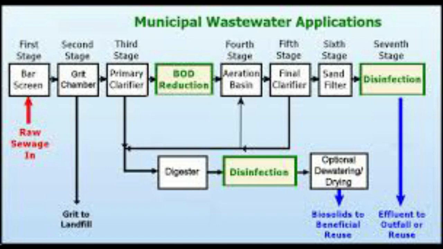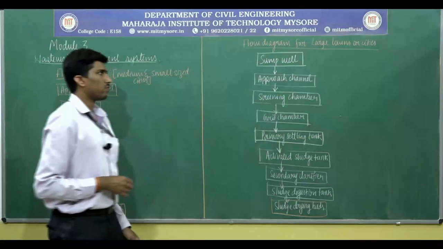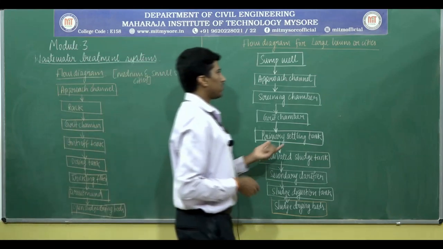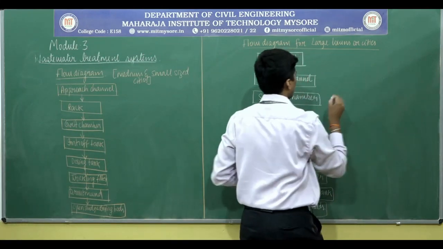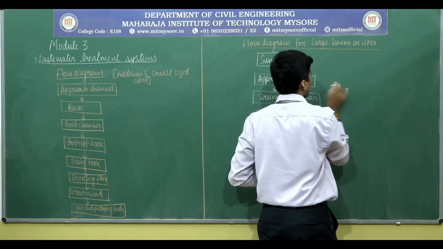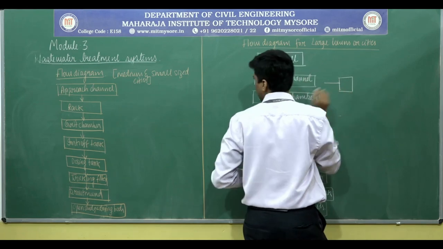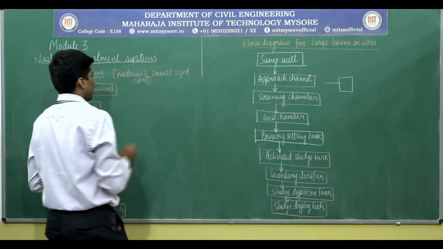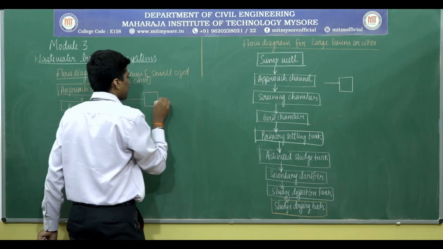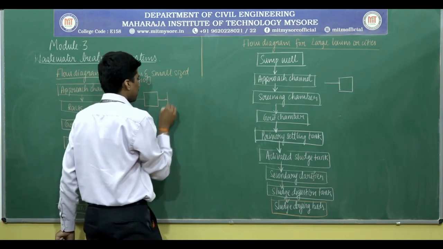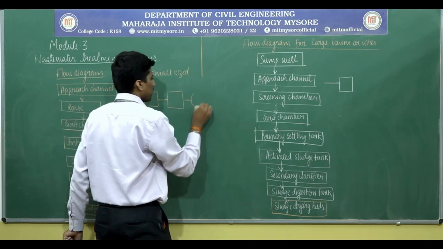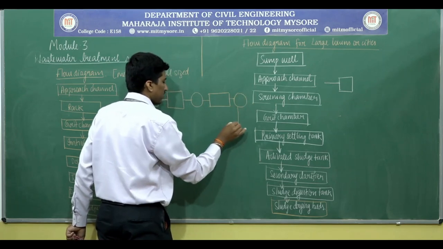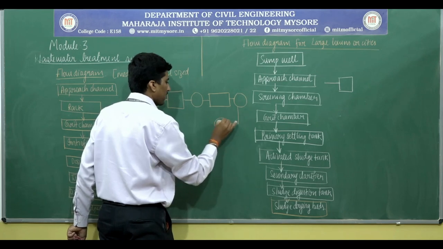Okay. So with that, we have completed the flow diagram for the large-size type of towns. A simple diagram, if I wanted to write it here: you have the screens, the approach channel, the grit chamber, primary sedimentation tank, aeration tank followed by the secondary sedimentation tank, and then the sludge thickening process, and we call it sludge drying beds.